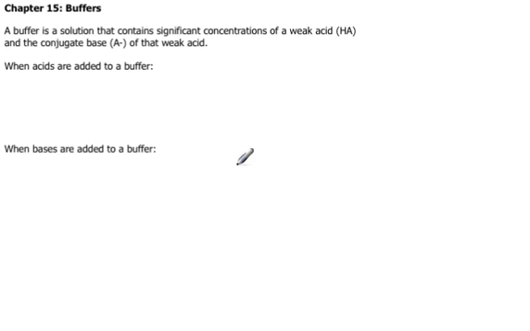A buffer is a solution that contains significant concentrations of a weak acid and the conjugate base of that weak acid. So we're just going to use some generic terminology here. Our weak acid is going to be represented as HA. That's just some molecule represented by A with an H plus that can come off, behaving like an acid. And then the conjugate base of that, according to Bronsted-Lowry, is going to be the same thing except without the proton, without the H plus on it.